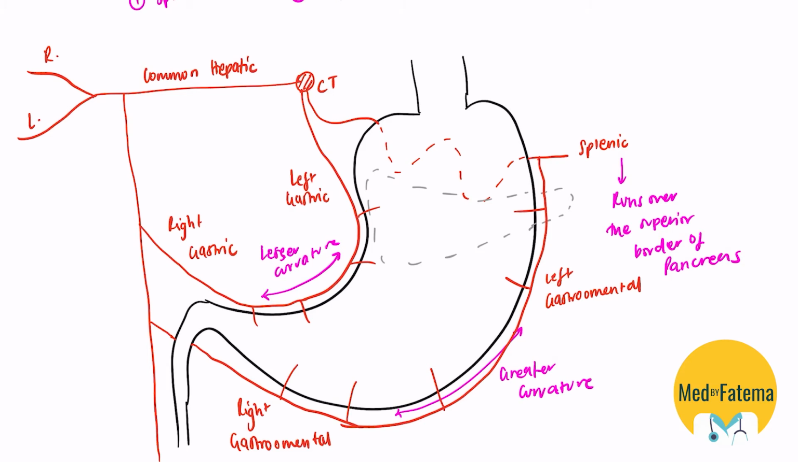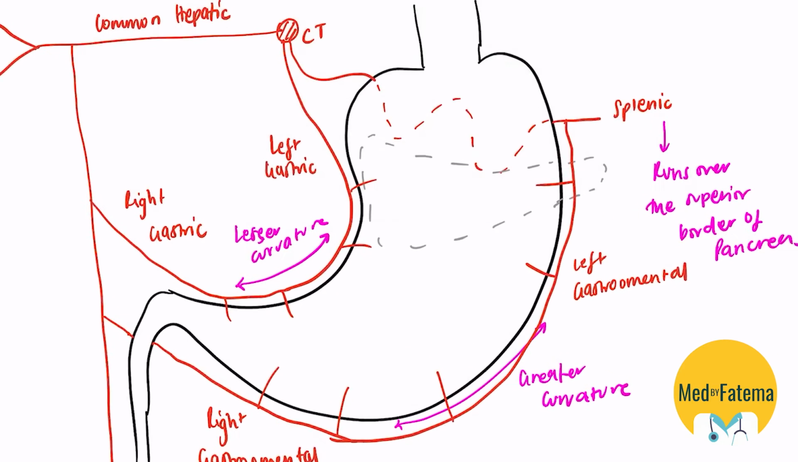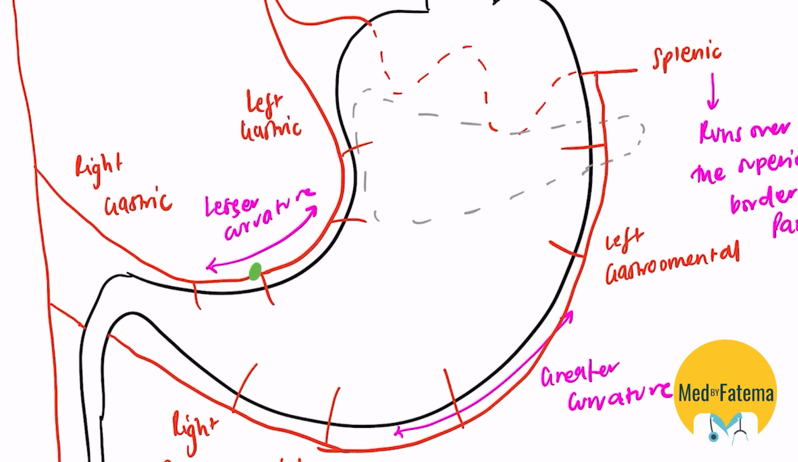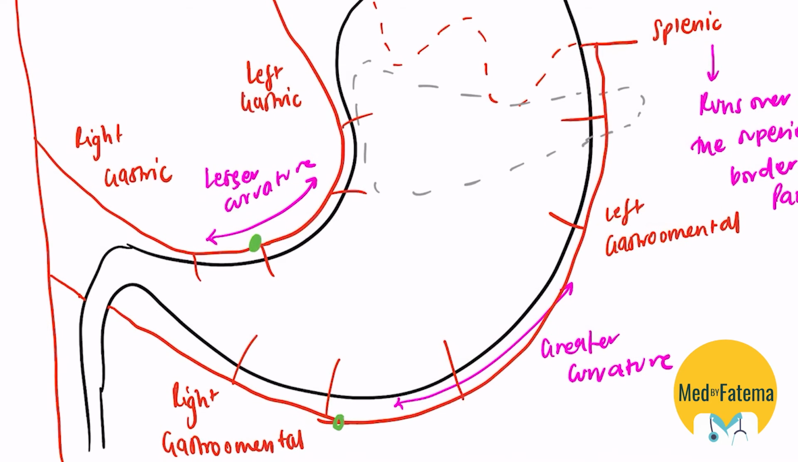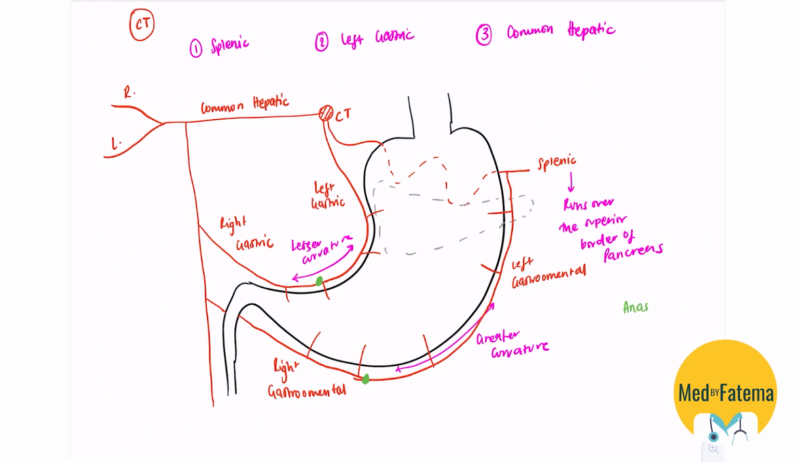Now the thing to remember is that the gastric arteries have a point of anastomosis, and so do the gastroomental arteries. Anastomosis basically means where two arteries meet.